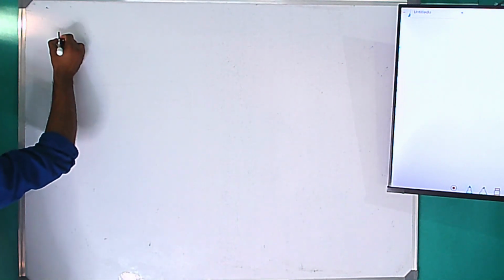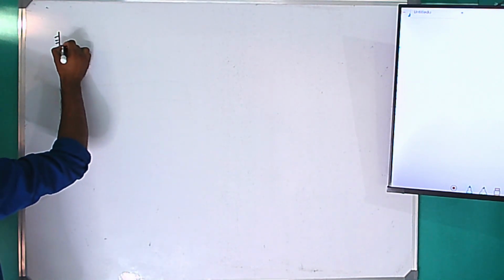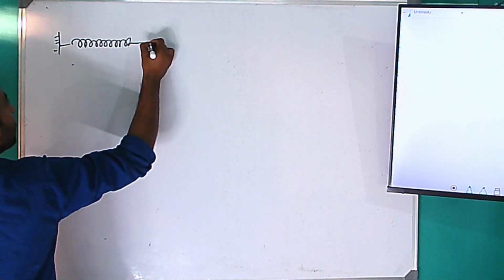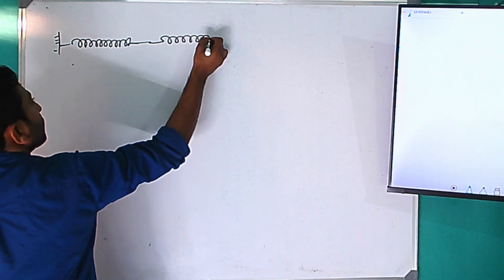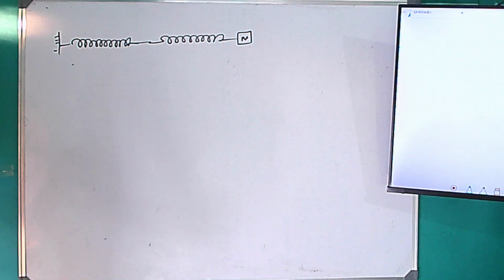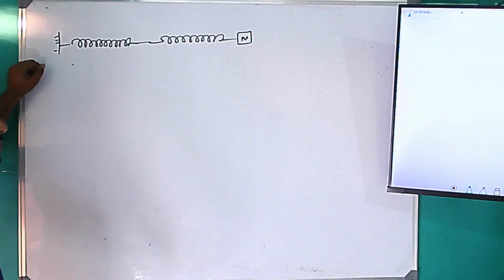So let us consider two springs in series as shown in the figure. So there are two springs. There is a mass which is attached to the combination. What combination is this? This is of series.